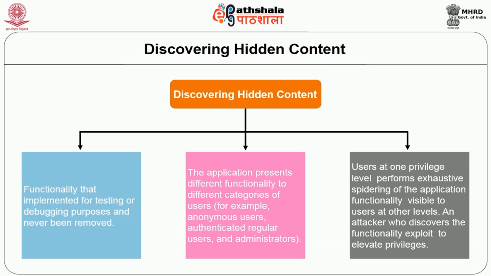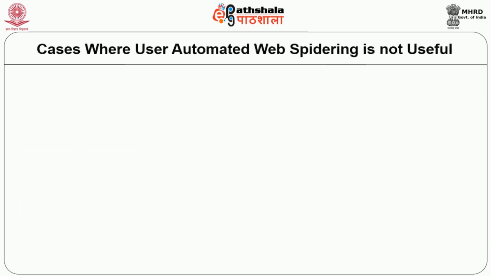Users at one privilege level who perform exhaustive spidering of the application may miss functionality that is visible to users at other levels. The attacker who discovers the functionality may exploit it to elevate his or her privileges within the application. Now we will look at the case where automated web spidering is not useful.